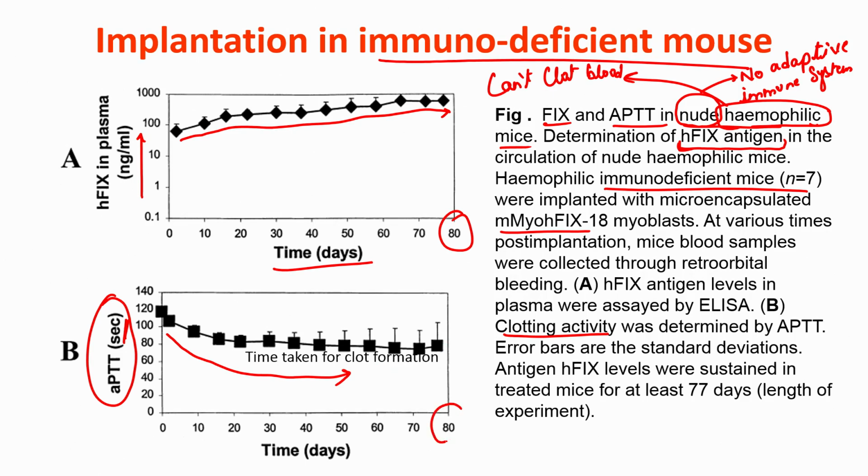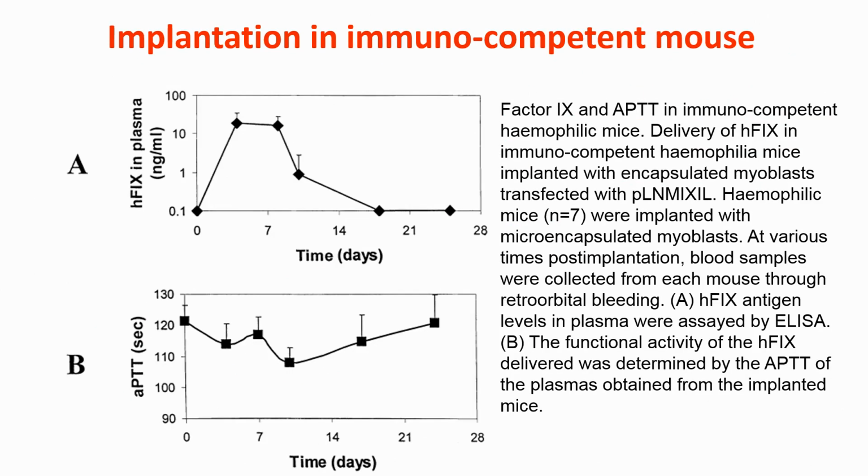And then again the same thing you see is up to 80 days, or 77 days, that is what the authors were looking at for the length of the experiment. They continue to see these cells produce what was required. Now of course this is an immunodeficient mouse, so you would expect these cells to survive fairly easily, just because an immunodeficient mouse has no adaptive immune system to attack these particular cells. So what happens in an immunocompetent mouse? An immunocompetent mouse is a fairly healthy mouse, where the complete immune system is present.